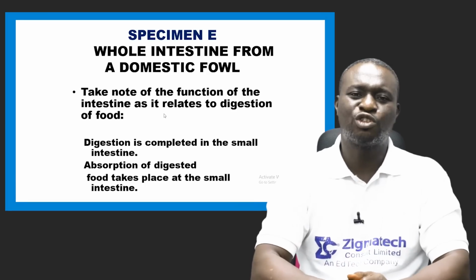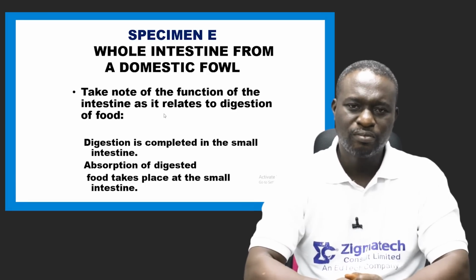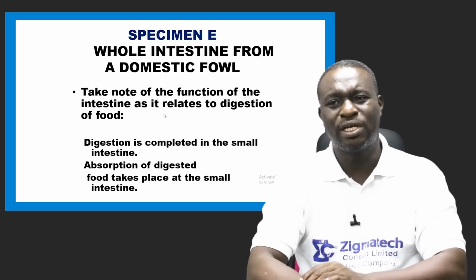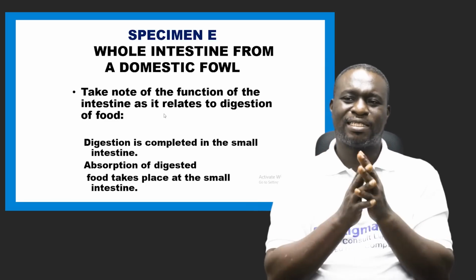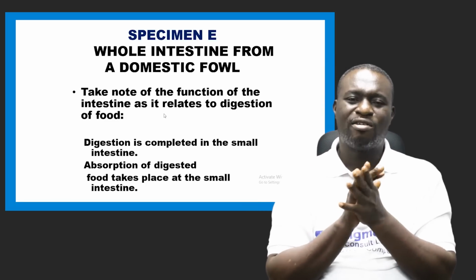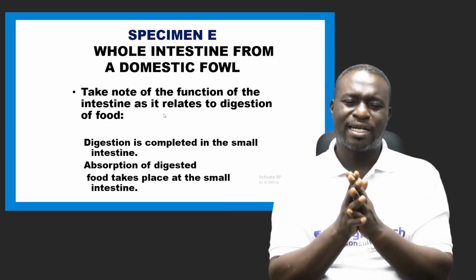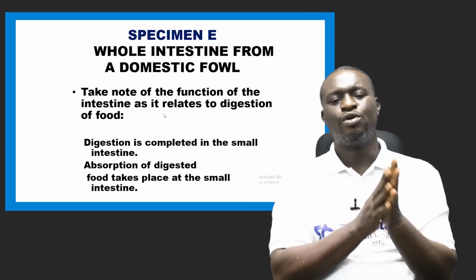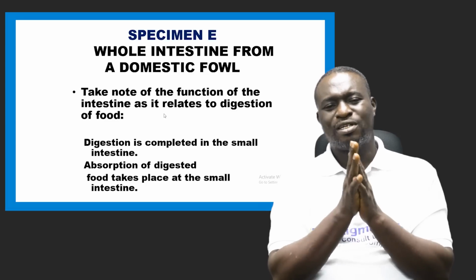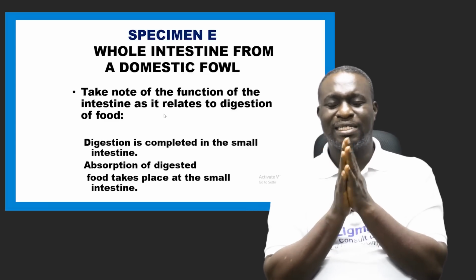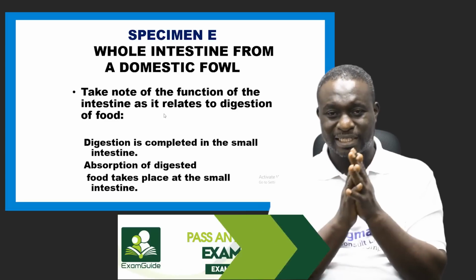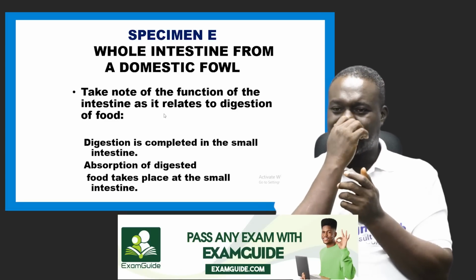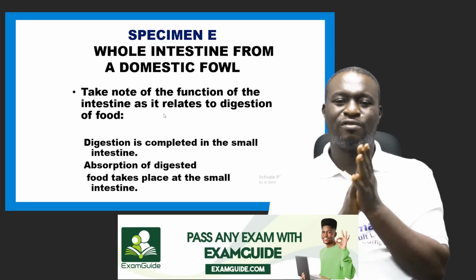We move ahead to specimen E. Now, specimen E is actually a whole intestine from a domestic fowl. Remember, we said that after the gizzard, you have the duodenum. After the duodenum, we then have the intestine or the small intestine, where absorption of food takes place. So please take note of the functions of the intestine.